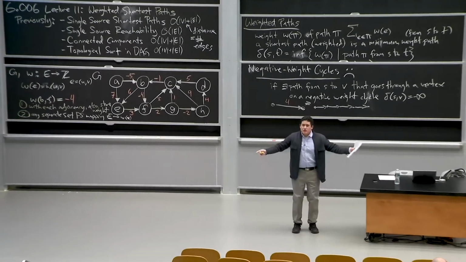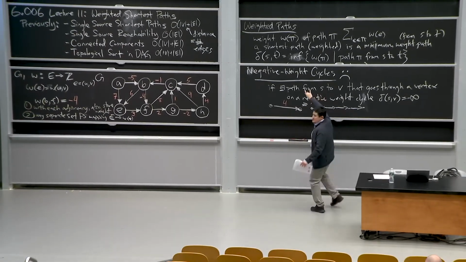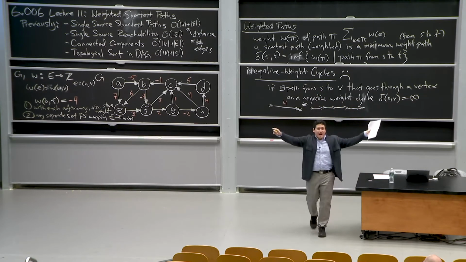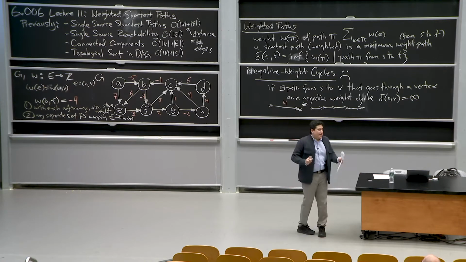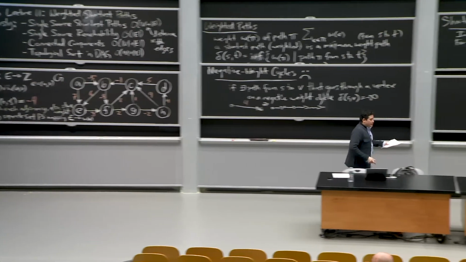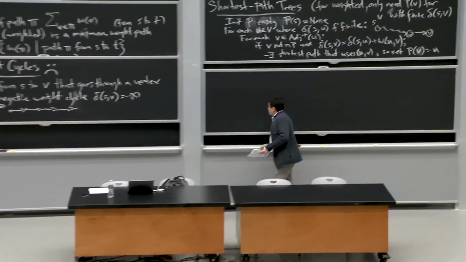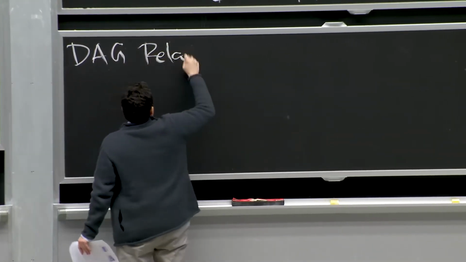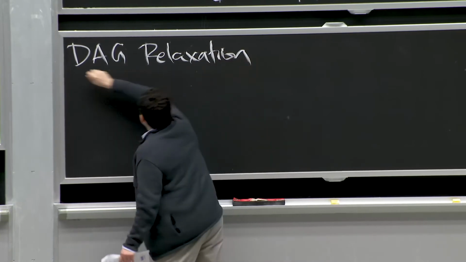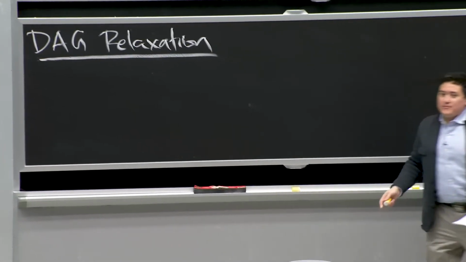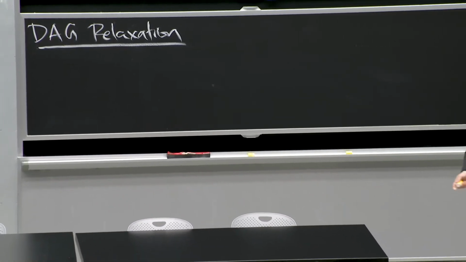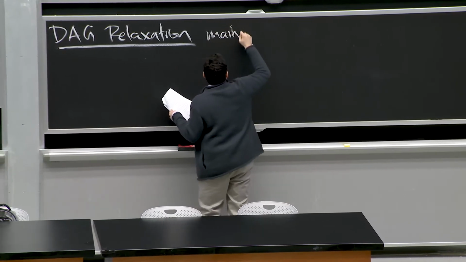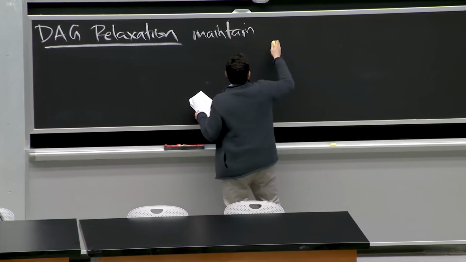There's a really nice structure to DAGs: not having cycles, not having to deal with the negative weight cycle problem. You can only go in one direction along this graph. It's a very nice structure to exploit, and so we're going to exploit it. Here's the idea: DAG relaxation. It's going to start out with some estimates of what these distances should be. Maintain distance estimates.